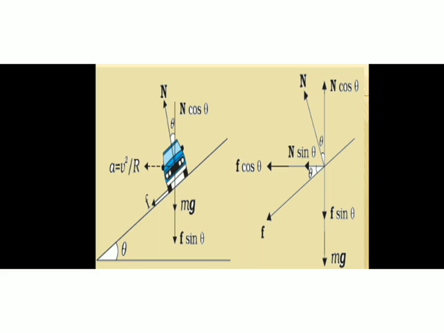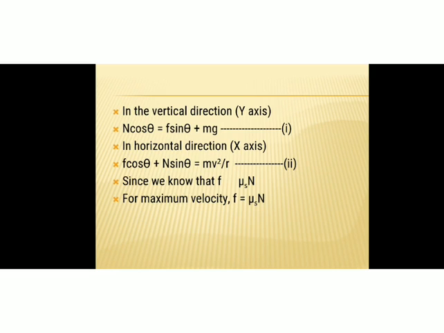And which are the forces acting along the horizontal direction, that means along the x-axis? Here you can see N sin theta, f cos theta, and one more force acting along this direction, which is the centripetal force mv square by r. So we can write N sin theta plus f cos theta is balanced by the centripetal force mv square by r. That is what is written here, N sin theta plus f cos theta equal to mv square by r. Next, we know that the force of friction f is equal to mu s into N.